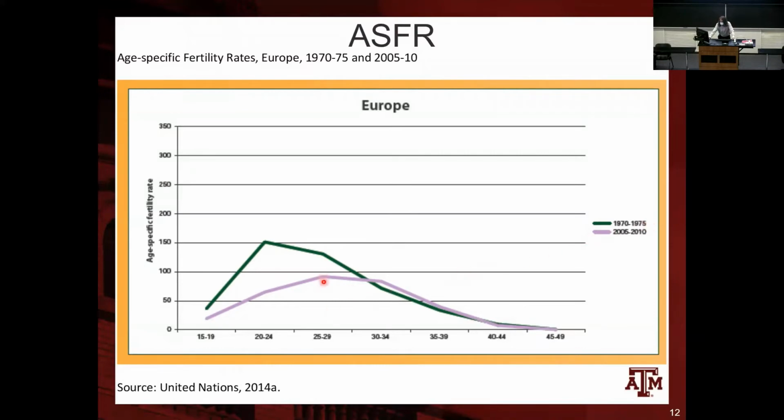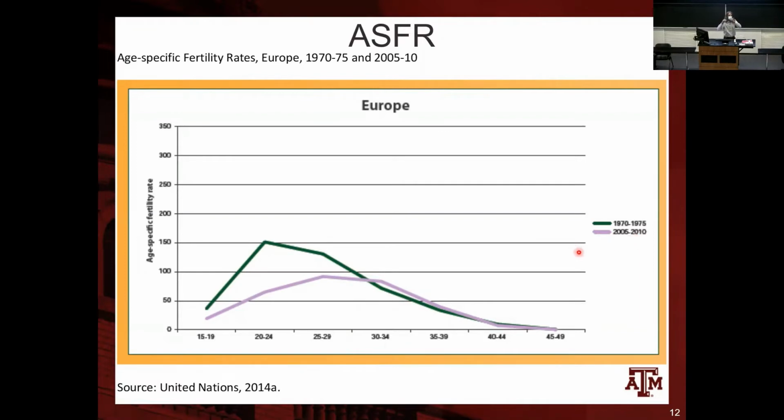Same thing here. If a woman who is 25 to 29 in 2005 to 2010 experiences this chance of having children, five years later, when she is 30 to 34, this is not going to be the chance of her having a child in that age group, because she's going to be 30 to 34 in 2010 to 2015, right?